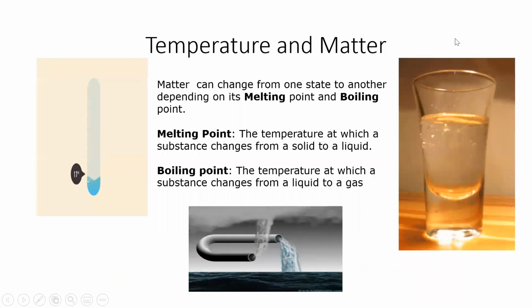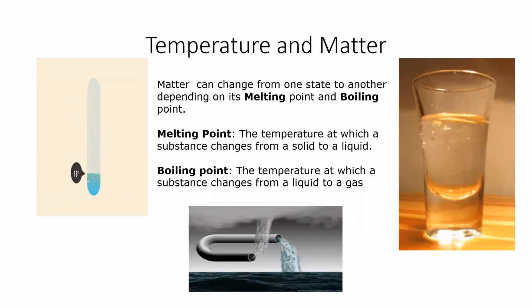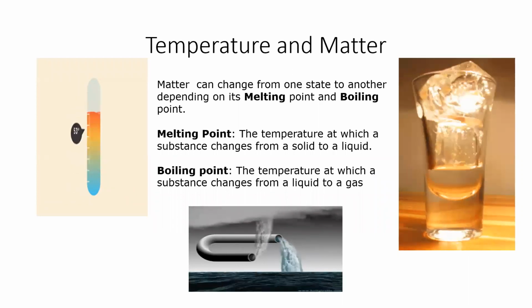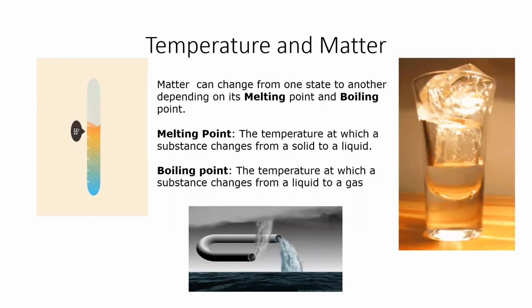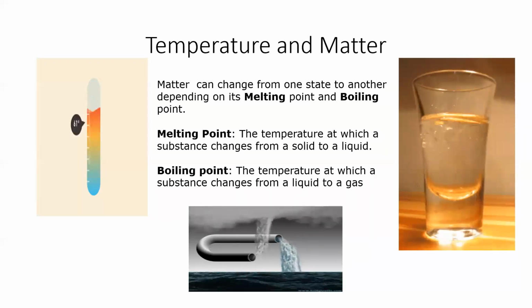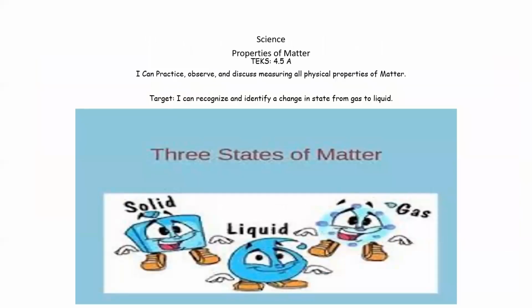Now, matter can change from one state to another, depending on its melting point and boiling point. Melting point is the temperature at which a substance changes from a solid to a liquid. Boiling point is the temperature at which a substance changes from a liquid to a gas.